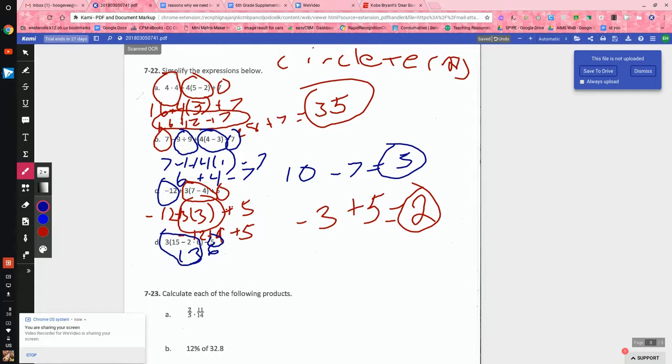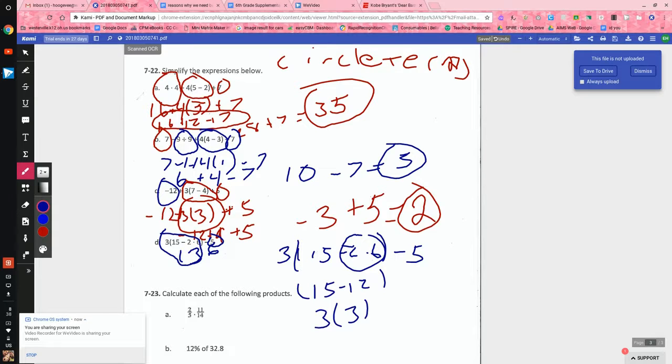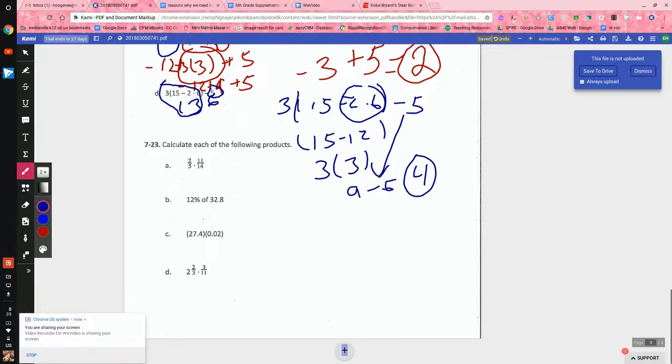Actually, looking at this one, I'm going to rewrite this here. 3 times 15 minus 2 times 6 minus 5. So again, we're going to do the 2 times 6, which is 12. Then we're going to have the 15 minus 12 in parentheses, which will give us 3. And we keep the 3 in parentheses, and we have a 3 here, which is 9. And then from the 9, I'll bring down this negative 5 here, and your answer should be 4.